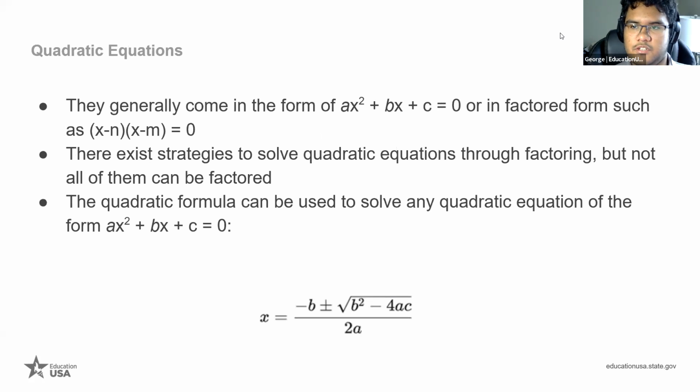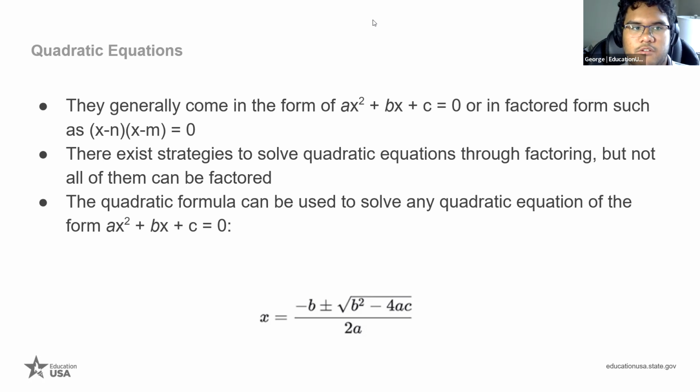So for quadratic equations, I'm just going to give a brief rundown. They generally come in the form of A, which is some constant number, times x squared plus B times x plus C equals 0. A, B, and C are all different numbers. They can be anything. Sometimes they can be 0. A can't be 0, because if A is 0, then it's no longer a quadratic equation, but B and C can be 0.